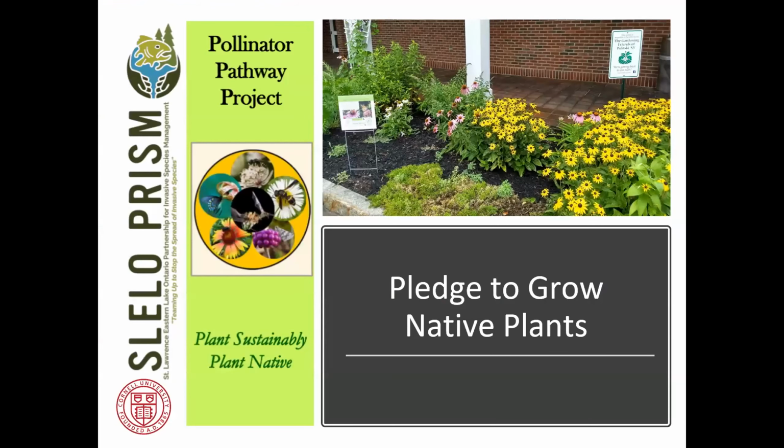SLELO PRISM and the Jefferson County Cornell Cooperative Extension are encouraging gardeners in our region to choose to grow native plants. We've created a brochure showcasing a variety of easy to grow native plants, and we will email each of you a digital copy of this brochure along with other resources.